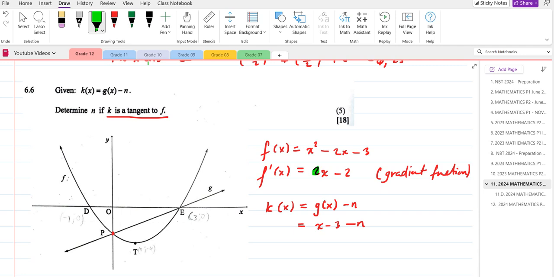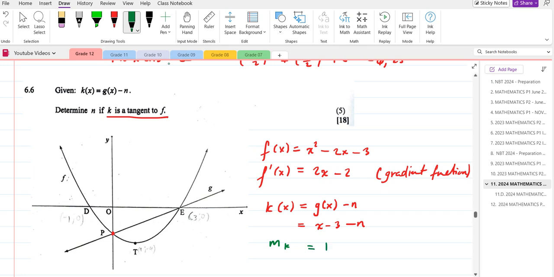Now if you compare these two, the value of 2 will not correlate to the gradient here. Remember, this is a gradient function, so we need a point of contact. Very nice problem. I like this problem as well. It's a little bit difficult, but very nice. Remember, 2x minus 2 is a gradient function, and what's the gradient of k? The gradient of k is basically equal to 1.